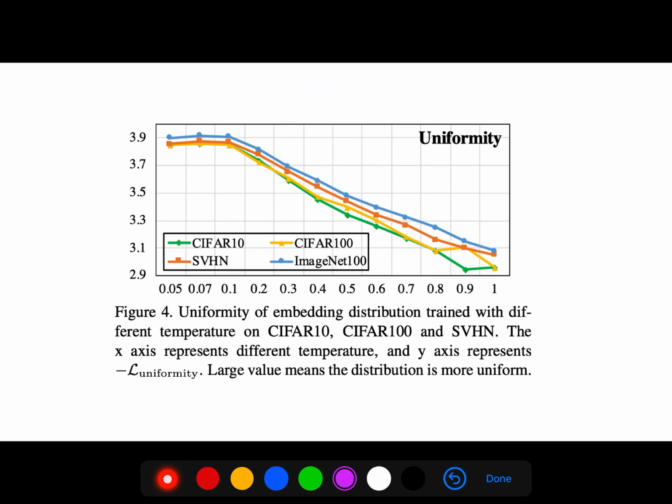So you see how uniformity varies when trained with different temperatures. When your temperature is too small, you have a very, very high uniformity. And by the way, this is minus loss, so the more the uniformity, the better it is. That's why for smaller temperatures, we have very high uniformity.